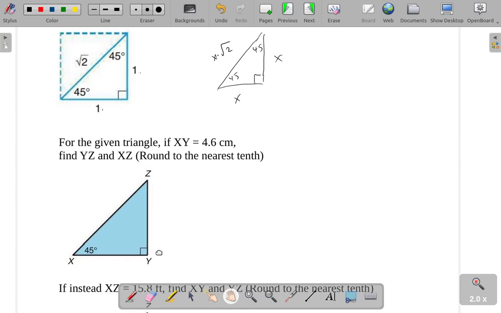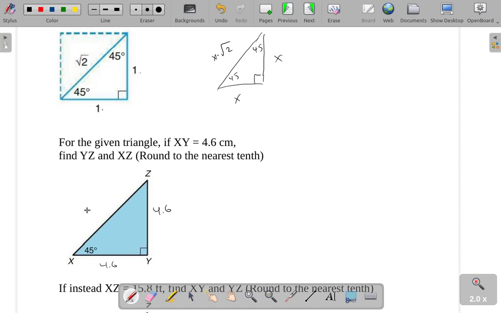So, let's see how that's helpful in something like this. In this triangle, you can notice this is a similar triangle. It has a 45-degree angle here, and thus this must also be a 45-degree angle. When we're talking about a similar triangle, that means the relationships that happen in this one are the same as the relationships that happen in this one. So if I say that xy is 4.6, that's this distance right here, then this distance must also be 4.6.